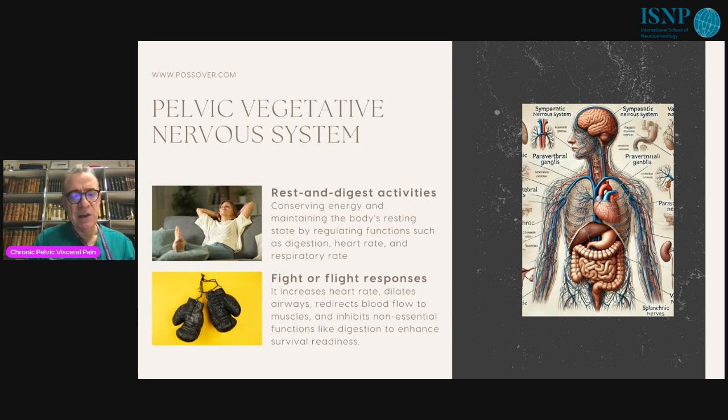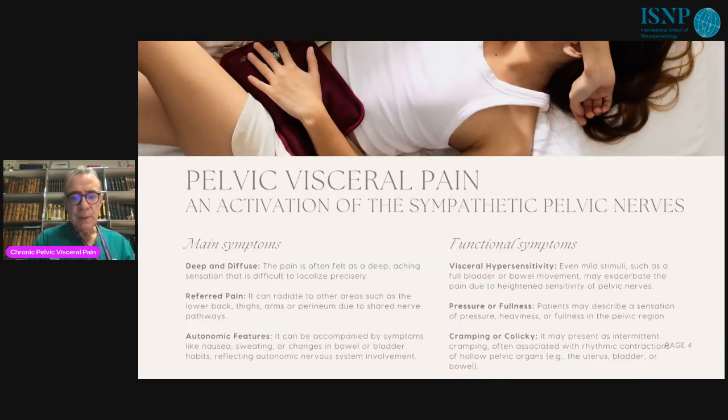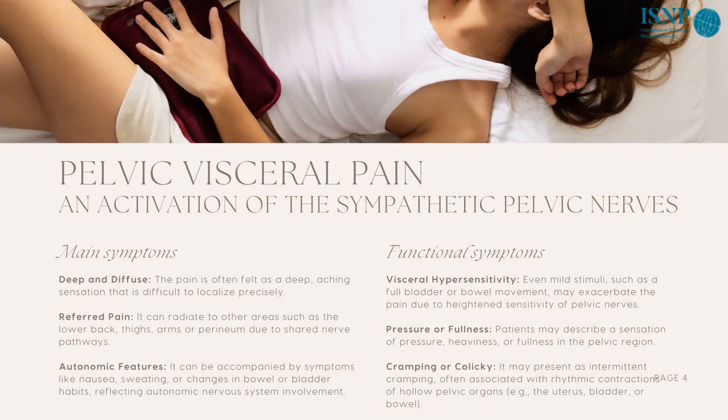The parasympathetic rest and digest system is also in charge of the voiding function of the rectum, of the bladder, and in males the erection. So now the typical symptoms of pelvic visceral pain. There are a lot of symptoms because it's not just low abdominal pain. Once you have an overactivity of the sympathetic nerve system in the pelvis or somewhere else, you will have an overactivity of the whole sympathetic nerve system in the entire body.